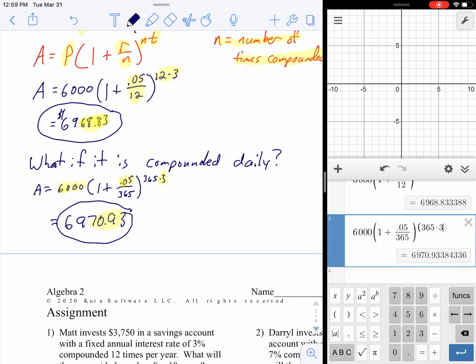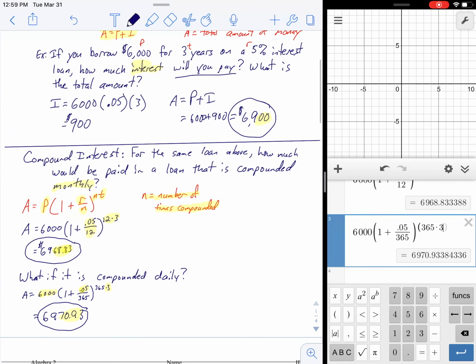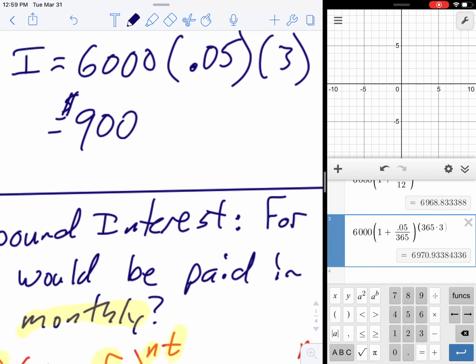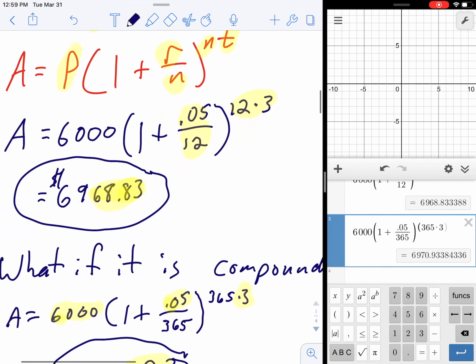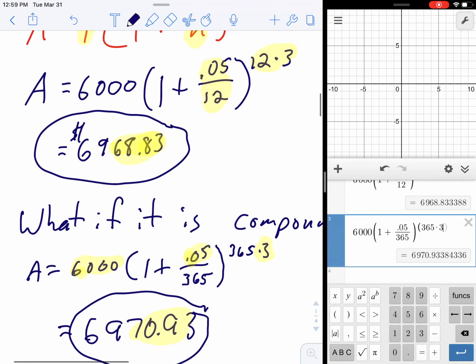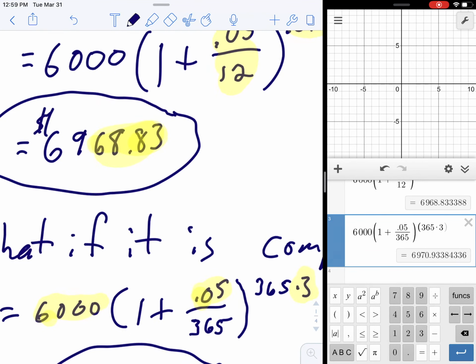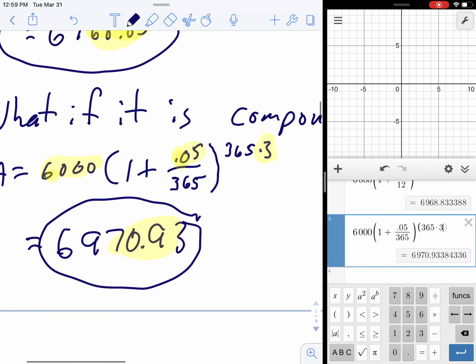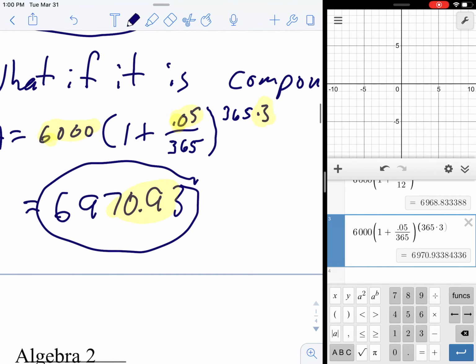Now the flip side is this could have been a $6,000 investment where there's a 5% interest guarantee and you're going to keep the money in the investment for 3 years. So that $900, instead of being a charge, that's money that you make. That's how people retire: they accrue interest over the years. So earning $900 in 3 years of interest is pretty good. Earning $968.83 over the same amount of time is better. Earning $970.93 is even better yet.